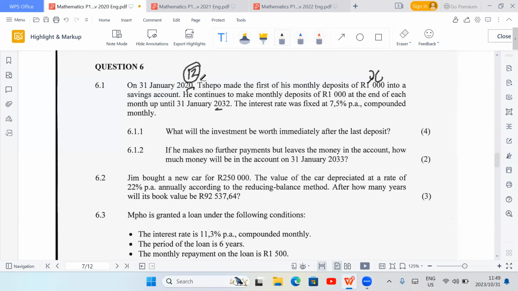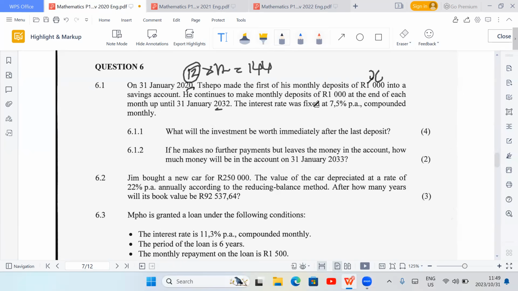But then they said monthly, right? So 12 years, you have to write this 12 years in terms of months. That's 12 times 12. That gives you 144 months. That means there were 144 payments that were made or that will be made, right? Because we haven't reached 2032.